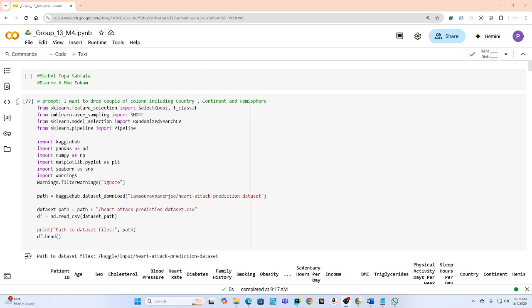My name is Pierre Antoine MB Focam, and alongside Michael Fopa Saptala, we worked on a health-related prediction system using real world data. Our project focuses on predicting the risk of heart attack using machine learning techniques.